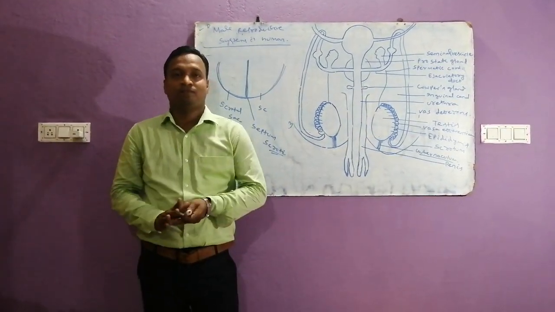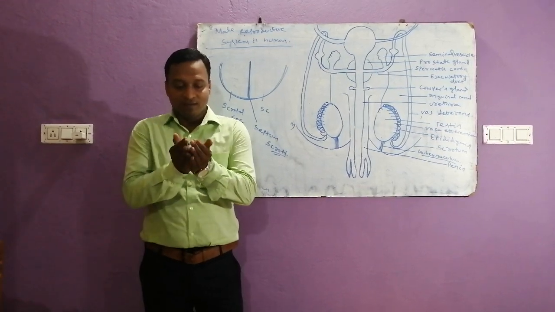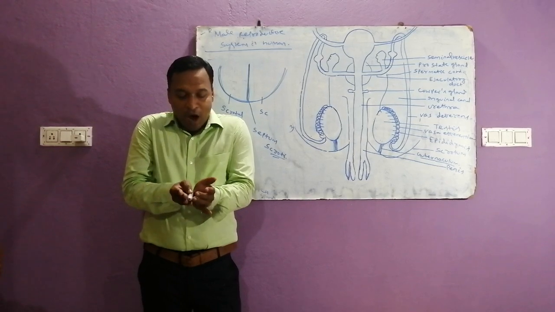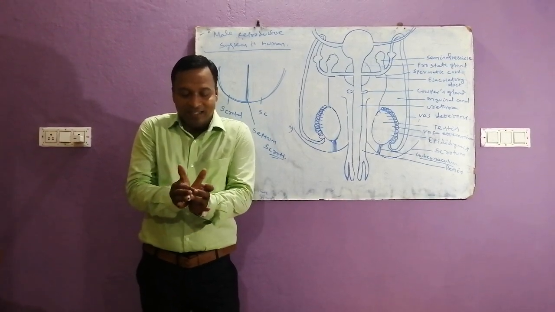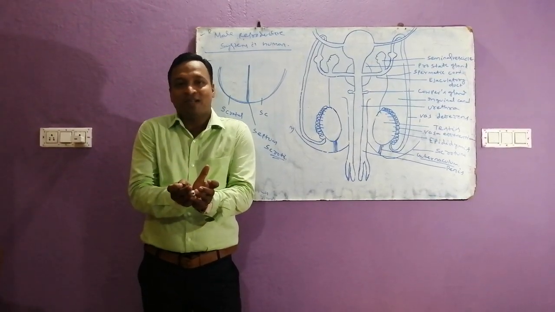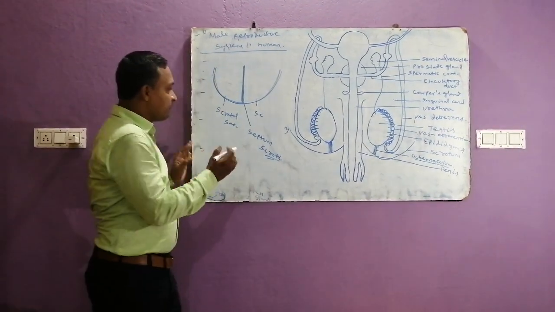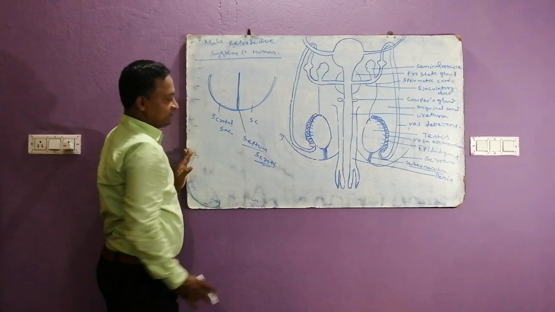Try to guess what this is. Okay, this is the scrotum. And this scrotum is divided into how many scrotal sacs? Try to understand. This is a scrotal sac. This is another scrotal sac. By which one? Septum. And this septum is called the septum scrotum.